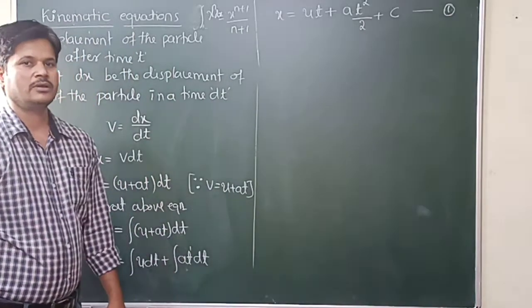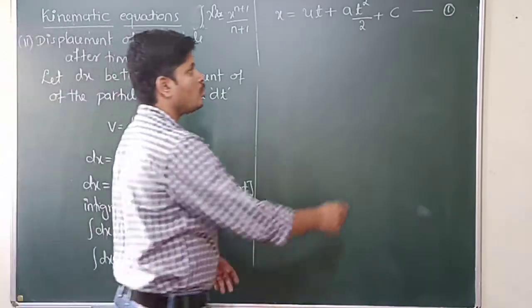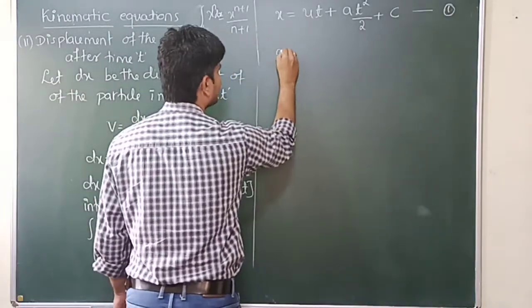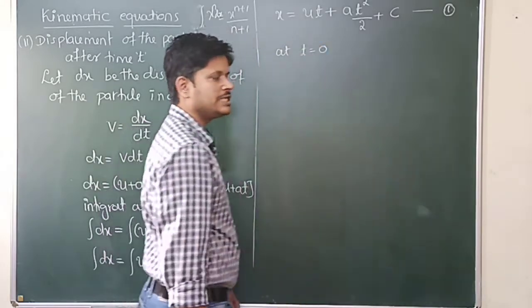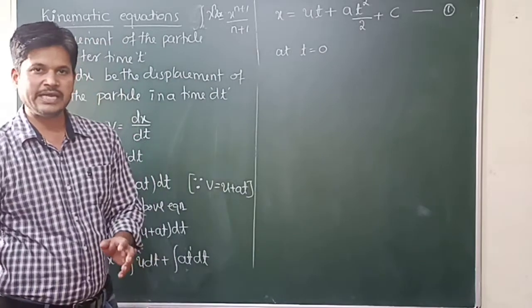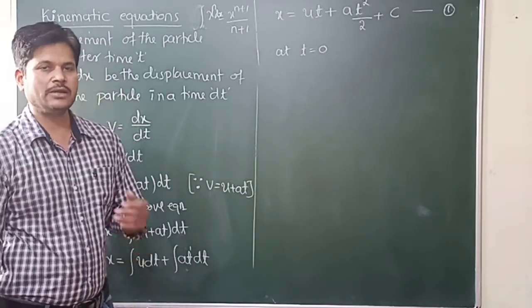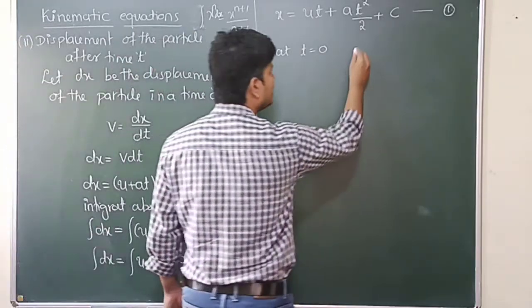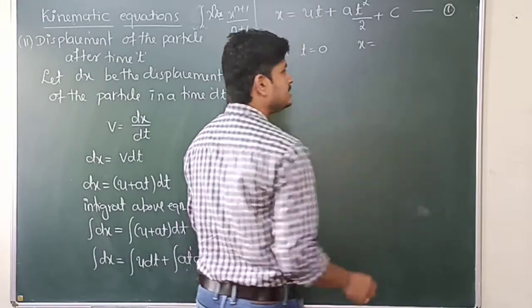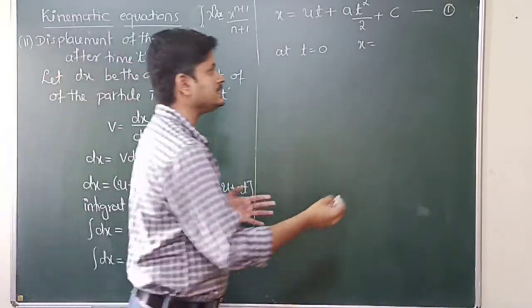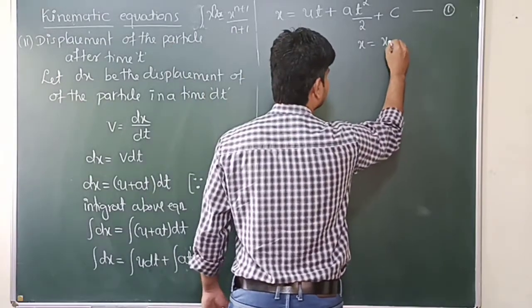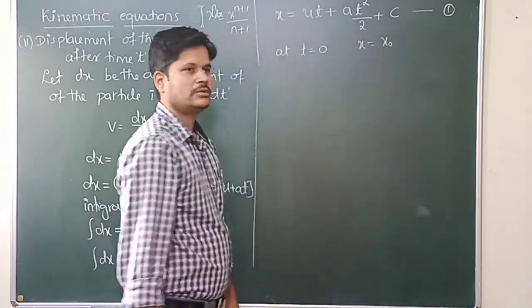Okay. Now I need the value of c. At the time t is equal to 0, before the displacement takes place, what is the value of x? The initial position of the particle is x naught, right?